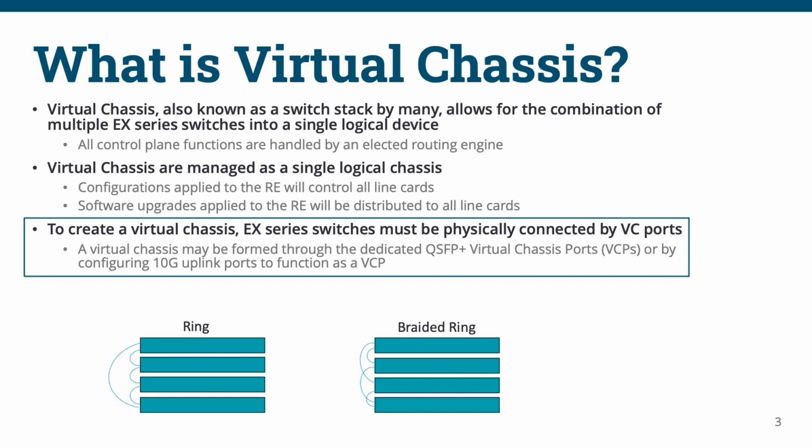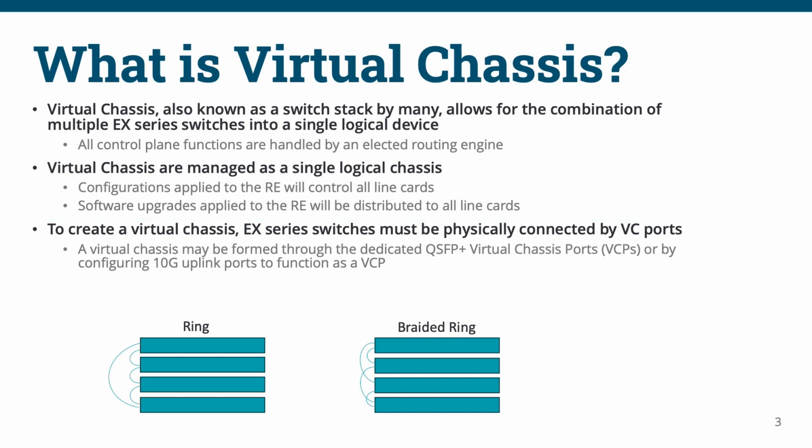To create a virtual chassis, the individual physical chassis must be connected using specially designated virtual chassis ports, or VCPs. The EX3400 platform and EX4300 platform switches have built-in QSFP+ 40 gig interfaces on the rear of the physical chassis that are configured as VCPs by default. Other 10 gig uplink ports may be configured as VCPs as well by the administrator.